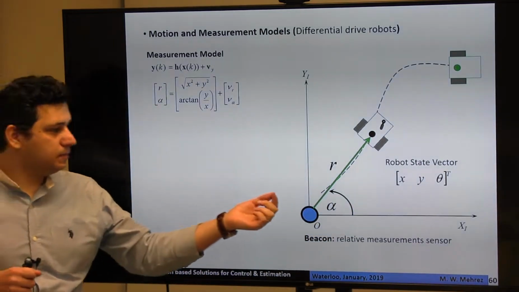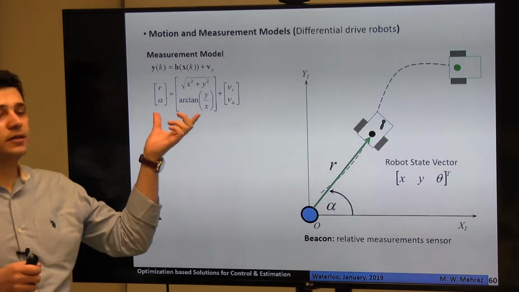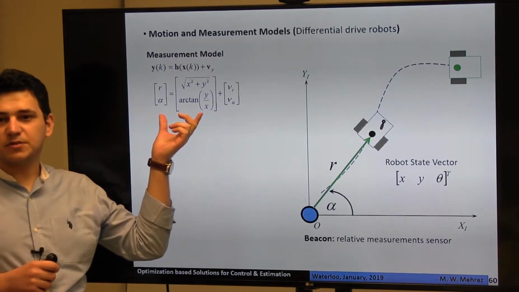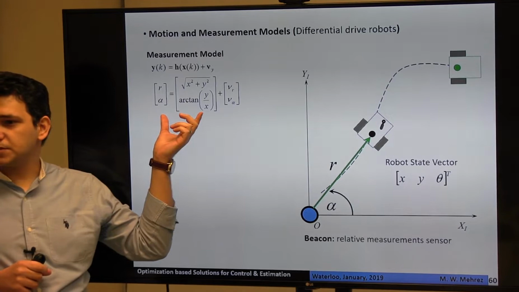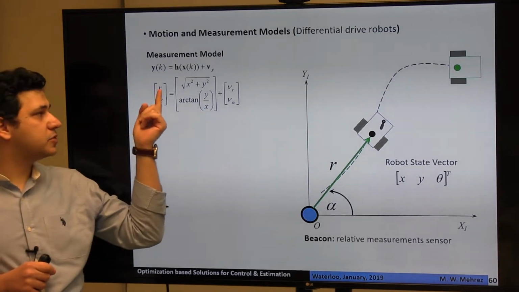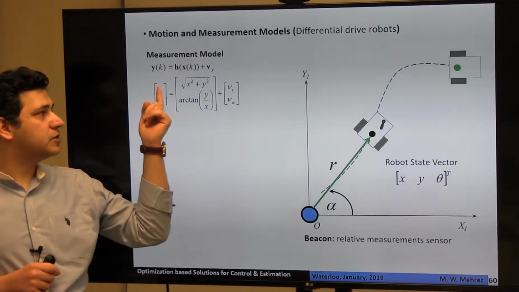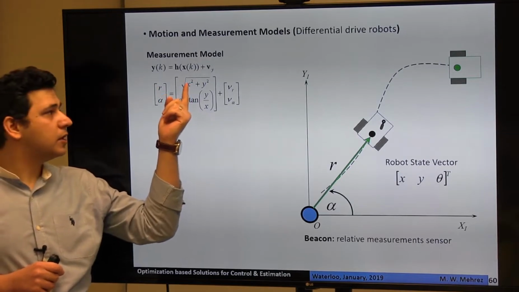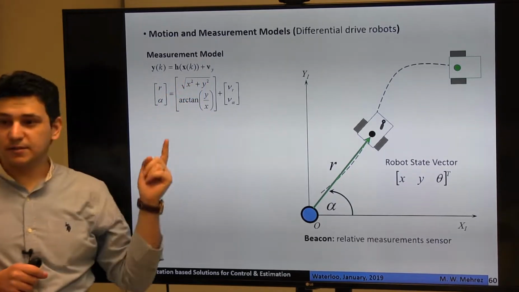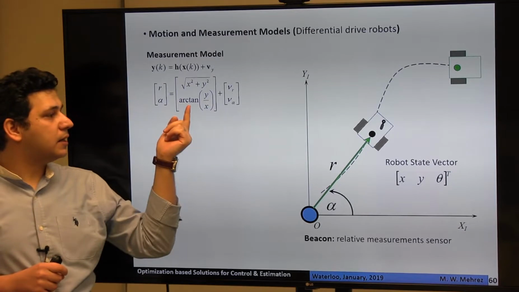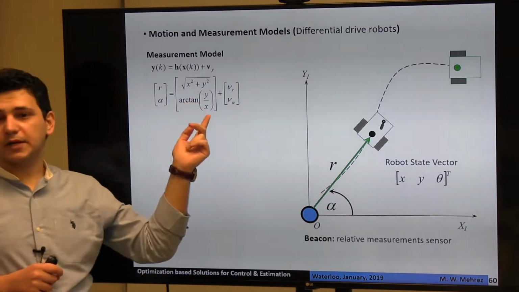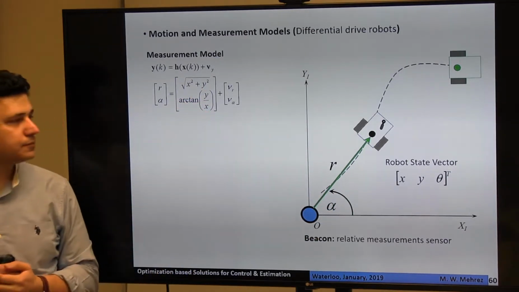Okay, but in equations, this is my measurement. This is what my sensor measures, right? It measures the range and the bearing. The range is basically the square root of the sum of squares, the Euclidean distance. And this angle is arctan y over x. Okay?